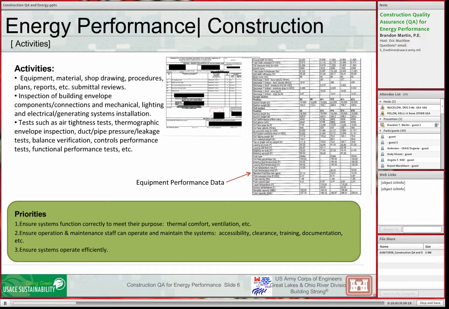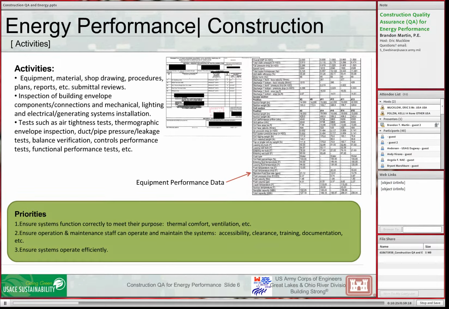We do air tightness tests, we do thermographic envelope inspection, duct leakage tests. There's plenty of examples that I'll cover later. Those are the activities we go through, and we do those with the quality control people on the contractor staff. We're not coming in and doing this independently. We work with the quality control people to make sure they're doing this stuff correctly.